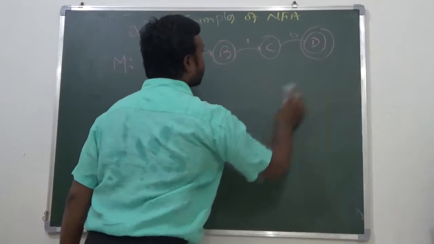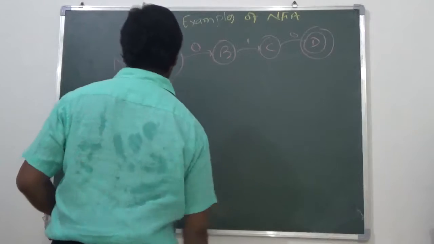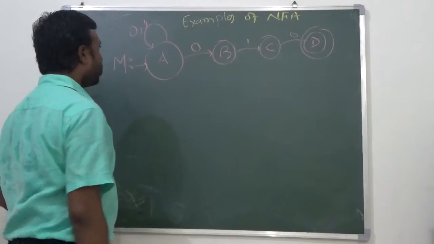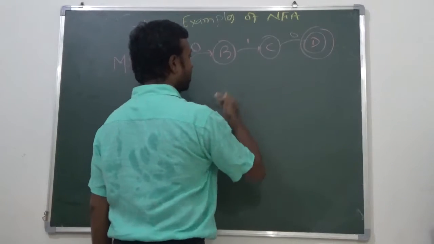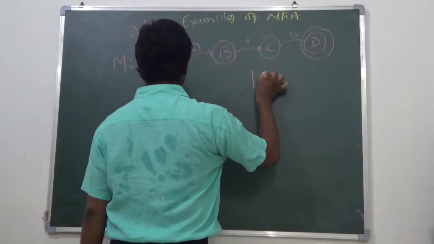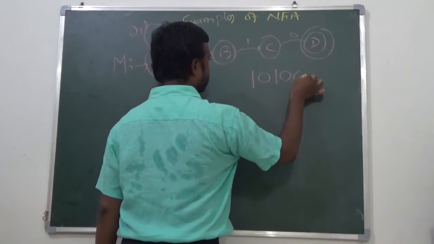Similarly, we can test C and D also. Now let us see what happens if this machine processes the input 1, 0, 1, 0, 0, 0.